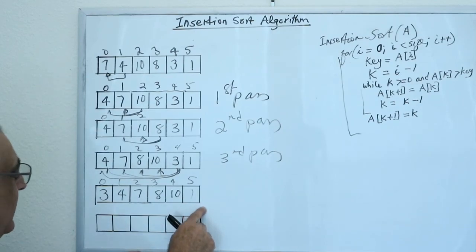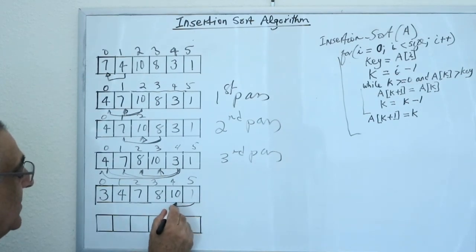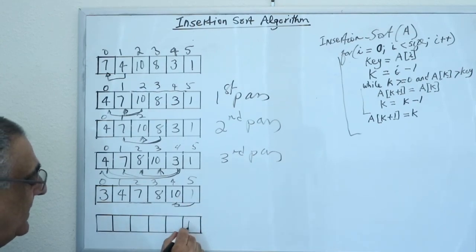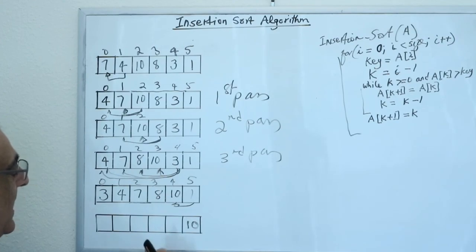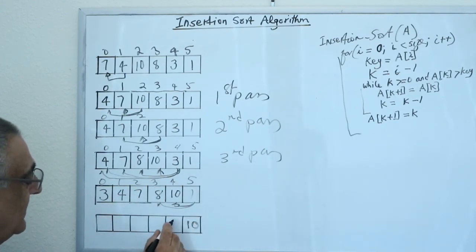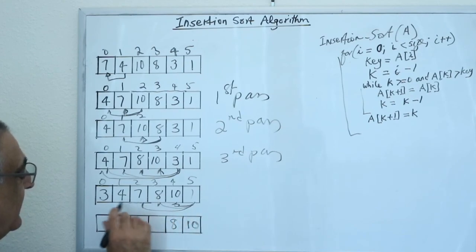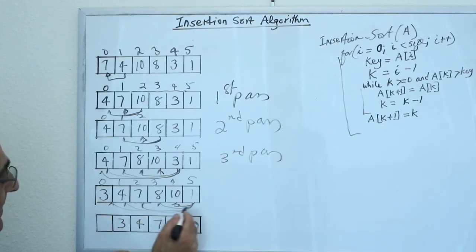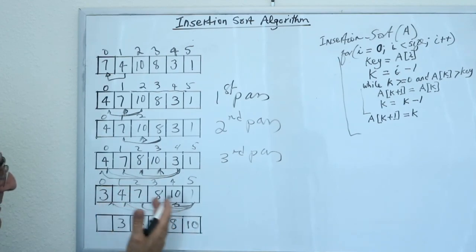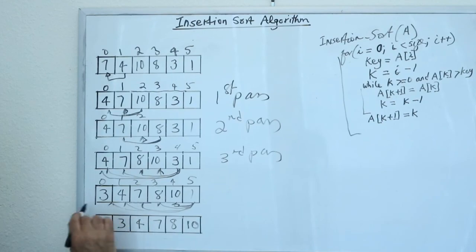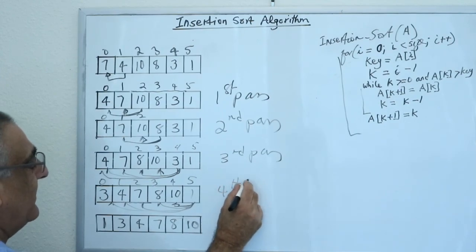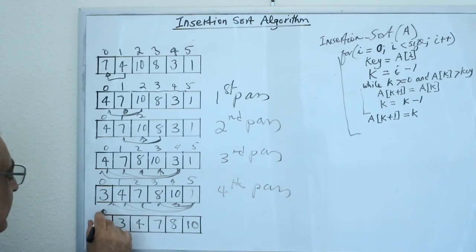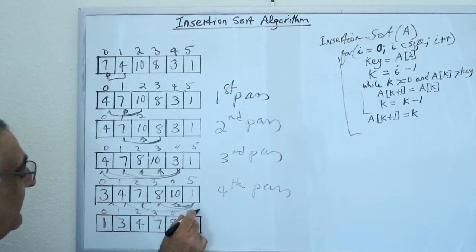So now, I'm going to go through this one more time. Here's the thing. Is 1 less than 10? So shift 10. 10 goes right there. Is 1 less than 8? Shift 8 to the right. Is 1 less than 7? Shift 7. Is 1 less than 4? Shift 4. Is 1 less than 3? Shift 3. It's going to keep going until it finds a number. Either it's greater than, or if it's less than, it's going to shift. So there's nothing here, it's going to insert. So my fourth pass, I have 0, 1, 2, 3, 4, 5.